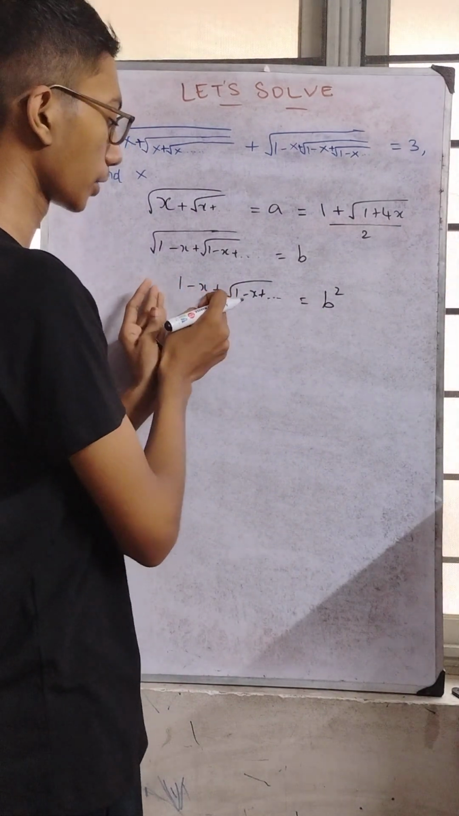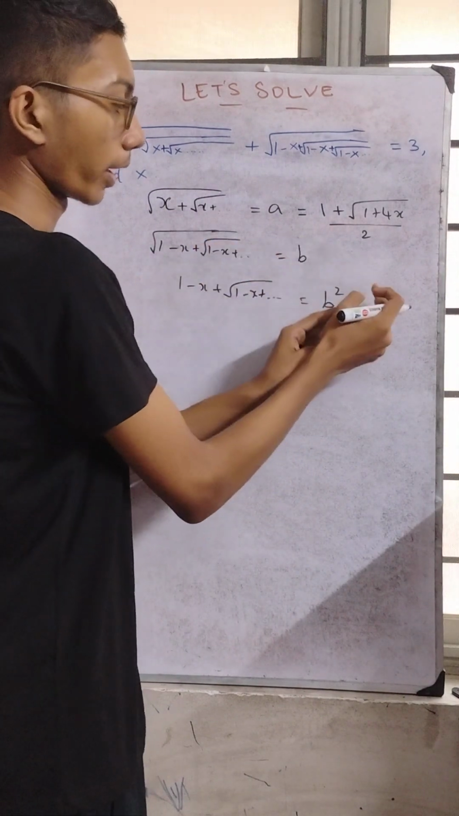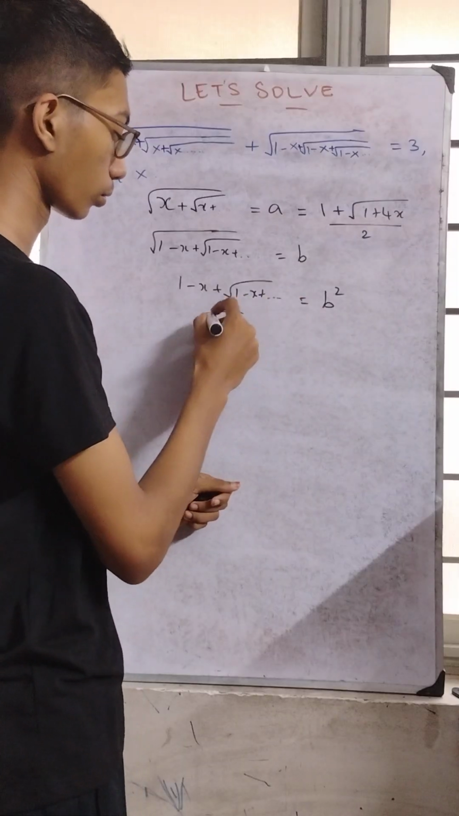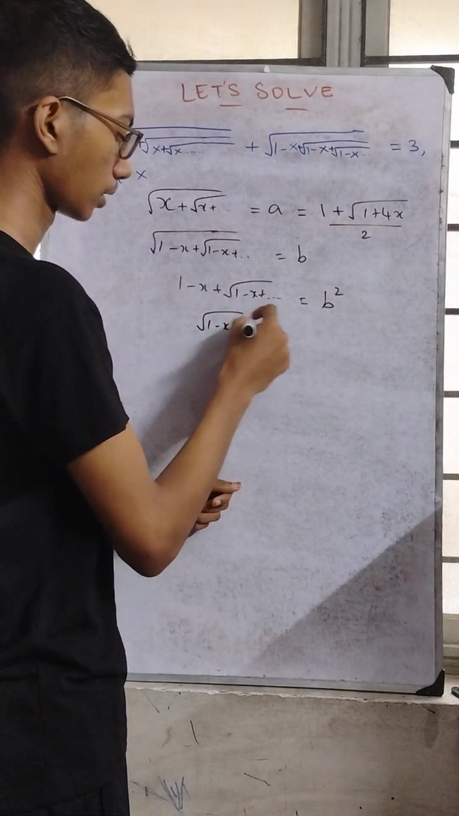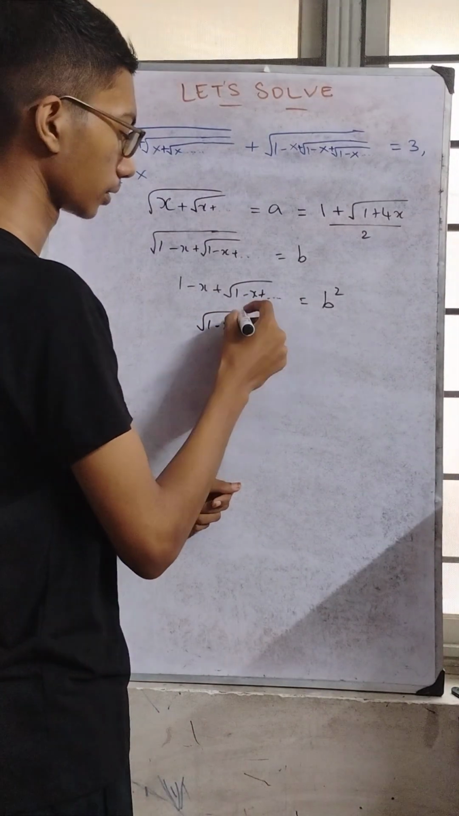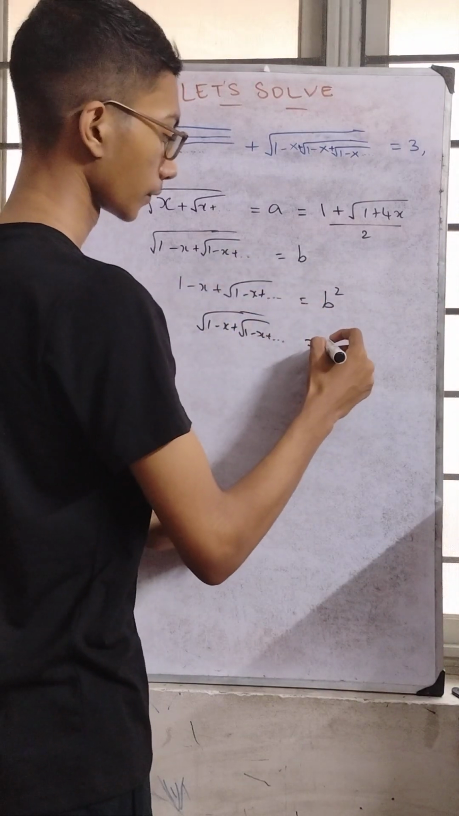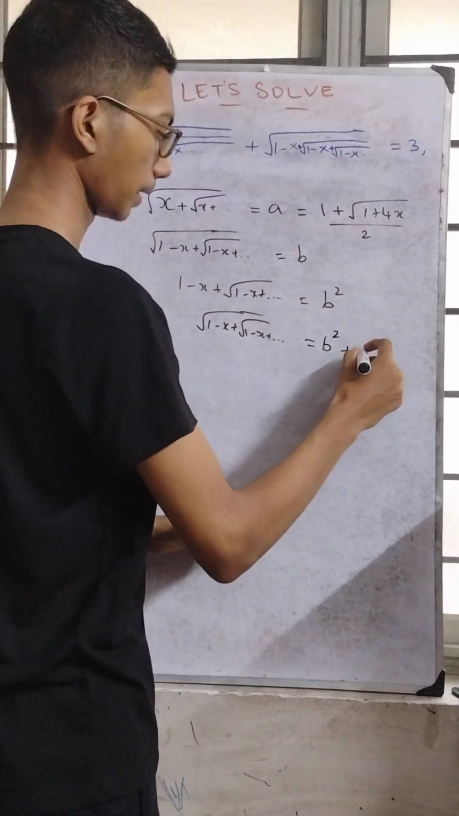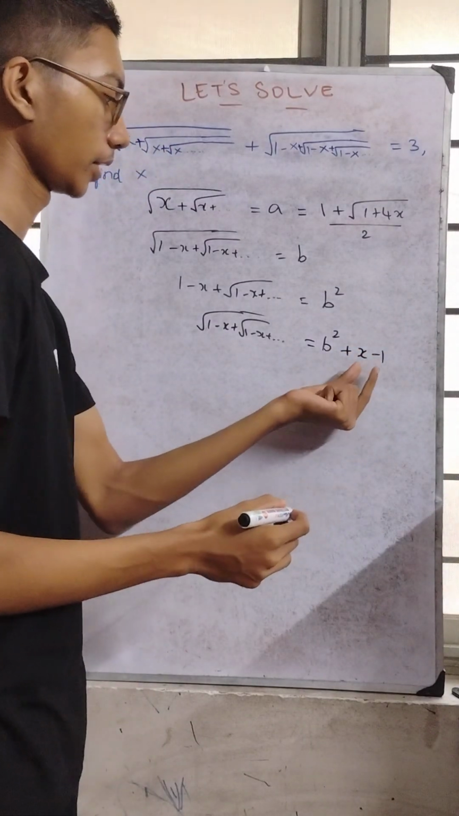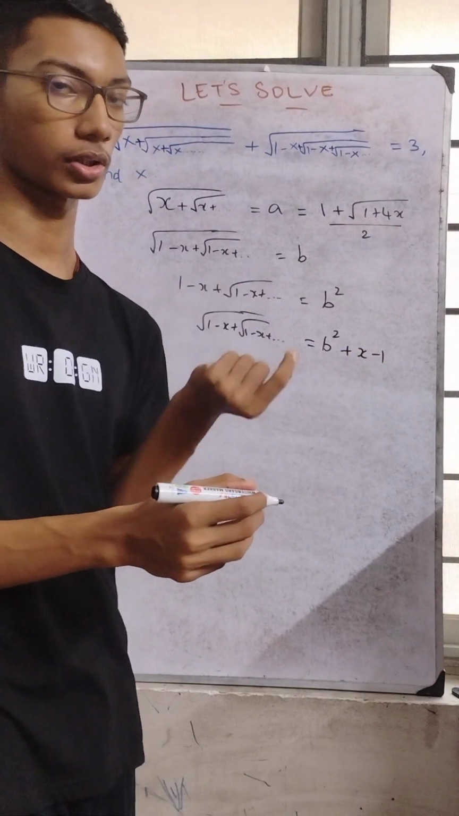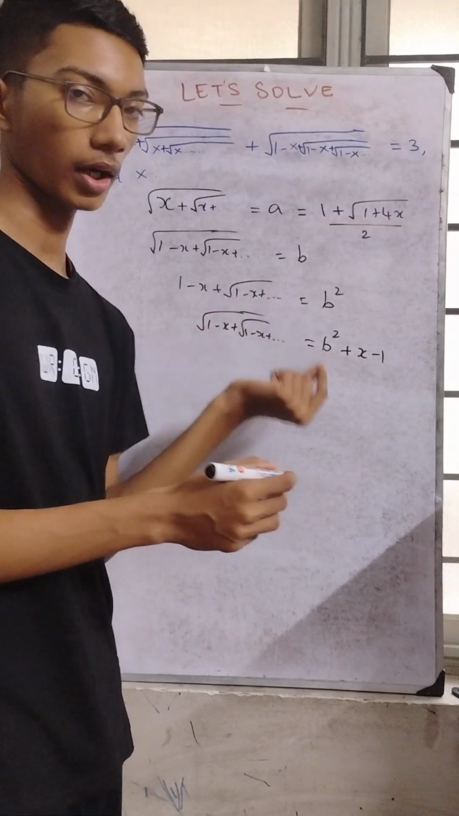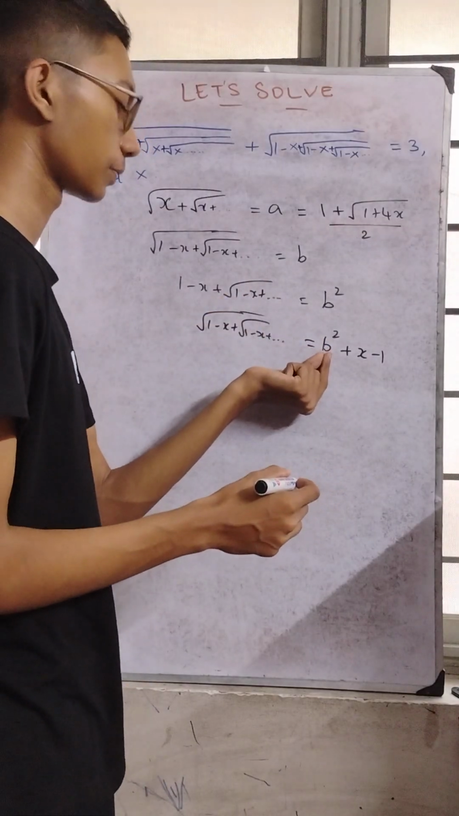Now take all the terms that are not under square root to the other side. So root 1 minus x plus root 1 minus x, and it goes on. So take this 1 and minus x to the other side. So we get b square plus x minus 1. Here these two are considered as constants because this is the quadratic variable term, that is b.